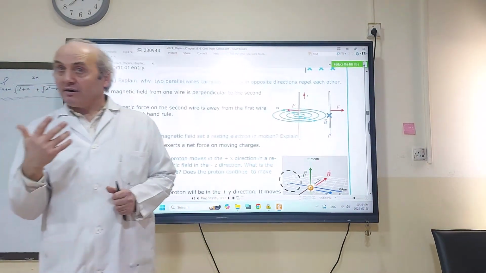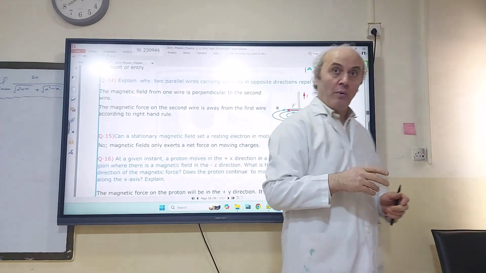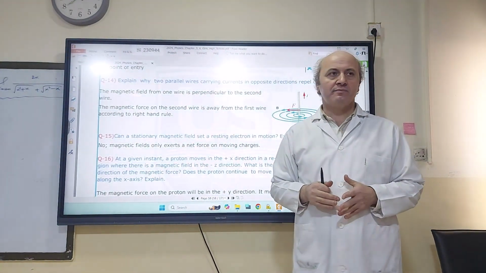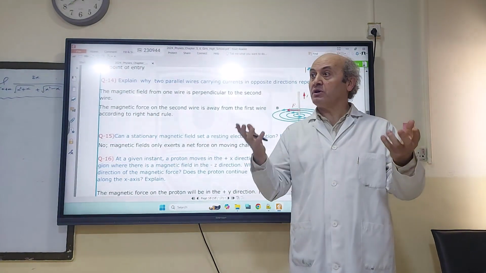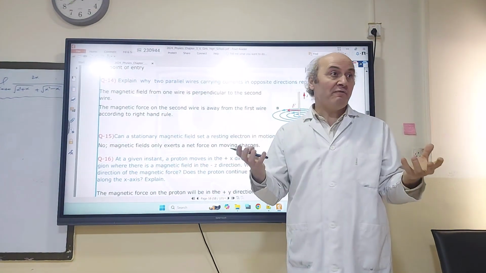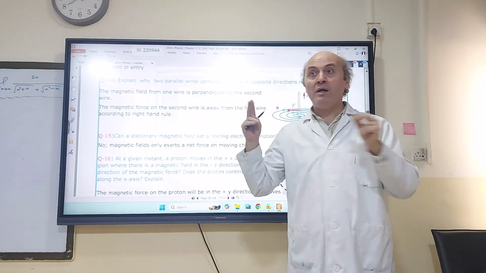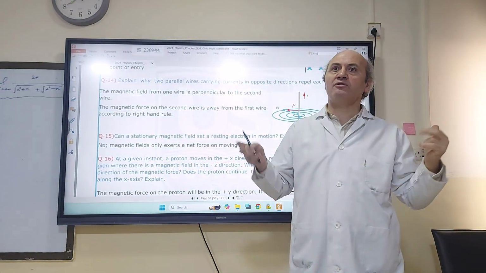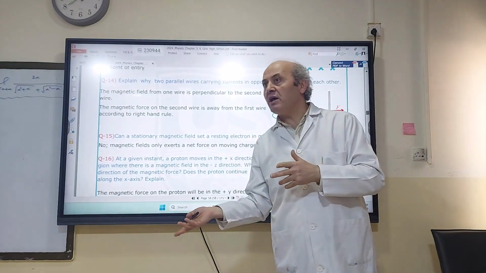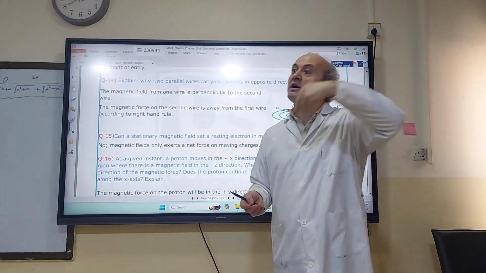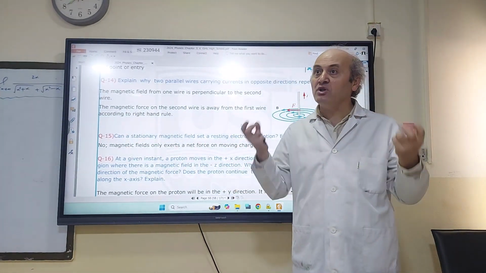In fact, we explain it like this, remember. For any field force, not only for magnetic field, but electric field and gravitational field, if there must be a force, there must be two fields. One magnetic field requires another magnetic field to produce a force. One electric field requires another electric field to make a force. One gravitational field requires another gravitational field to make a force. We need two fields.